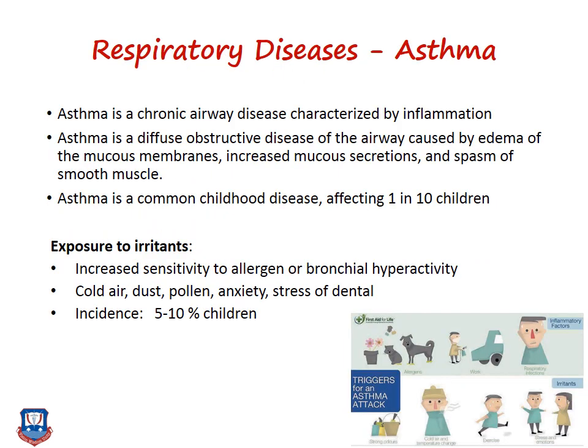First we'll be discussing the respiratory diseases. Among the respiratory diseases, the most commonly seen is asthma. Asthma is a chronic airway disease characterized by inflammation, and in asthma what do you see? There is a diffuse obstruction of the airway caused by edema of the mucous membrane. So the mucous membrane in the airway gets edematous or inflamed, and there is increased mucus secretion and spasm of the smooth muscles.